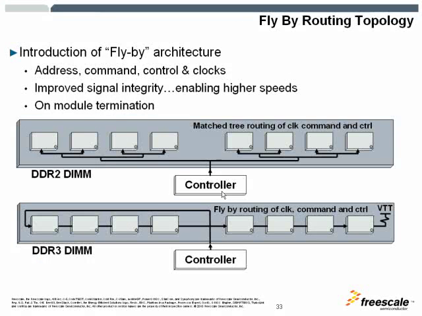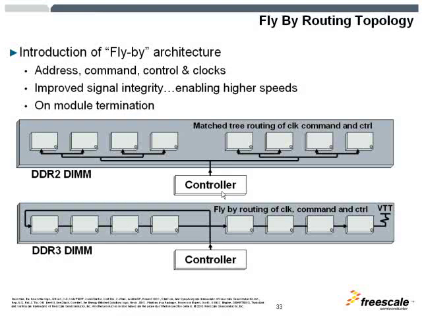Here we're going to discuss the flyby topology a little bit more and find out why we need write leveling. The flyby topology or architecture was introduced in DDR3 to change the way the address, command and clock signals are routed on the board when connecting between the different SDRAMs. So in DDR2, we had length matching between clock, commands and control signals, where all the trace lengths were equal length from controller to each SDRAM.